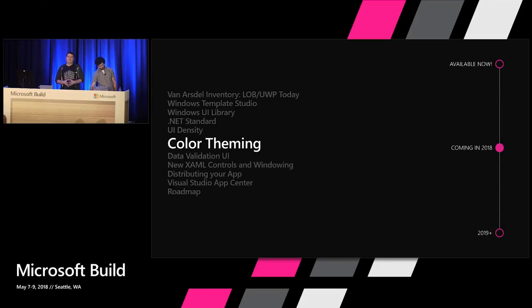Color theming is about getting the colors of your brand or your organization put into your application so that it takes on the look and feel of your brand. And this is an interesting topic because, first of all, if you've ever tried to change the colors in a UWP XAML application, you know that it can be a time-consuming task. And it can be time-consuming for a few reasons.